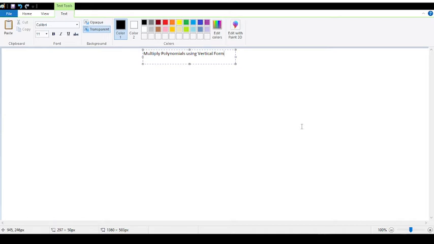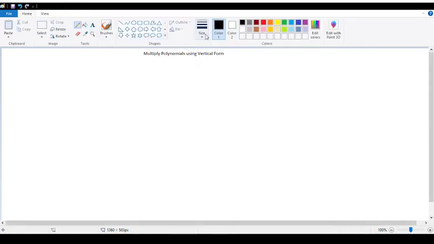So I'm going to be given two polynomials to multiply with, and so let me call out these two polynomials. So here it is. Let's say that the first example is (3x + 2) times (2x squared minus 4x plus 5). I'm going to be multiplying this polynomial vertically.